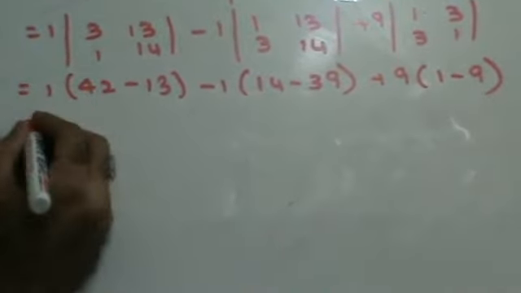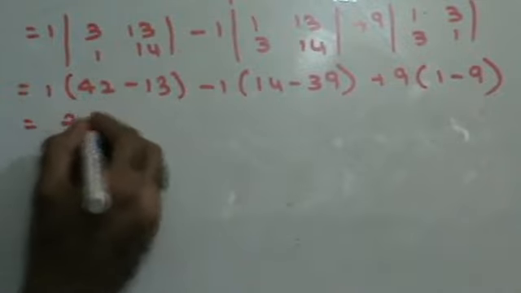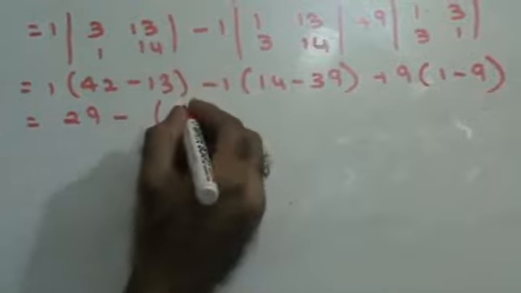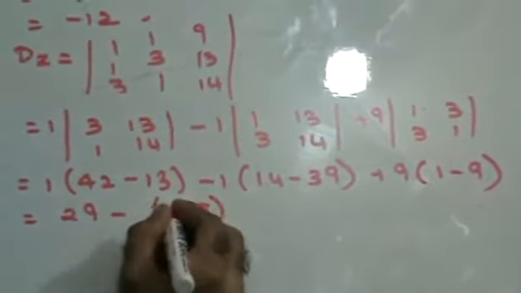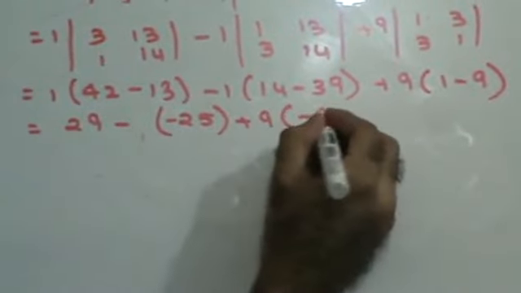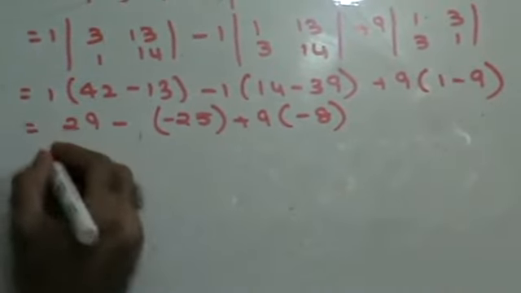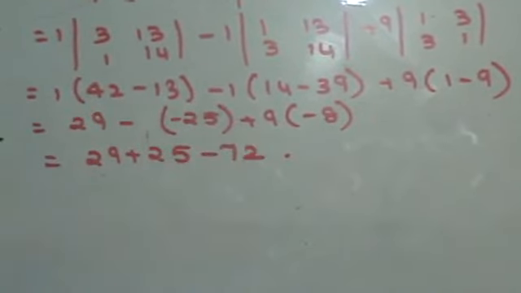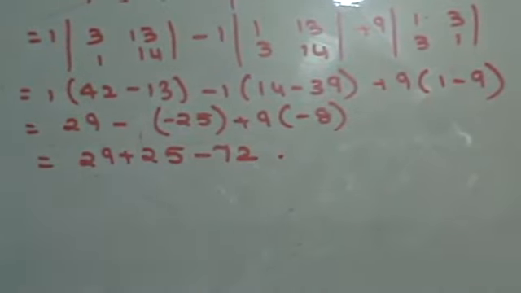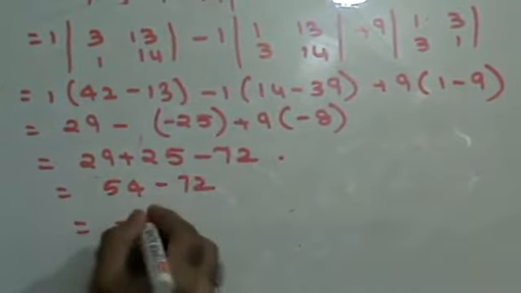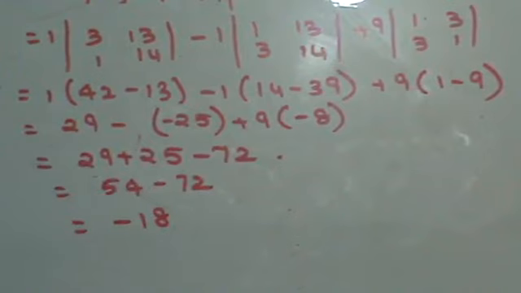So in that case this is 42, 32, 29 minus 1 or minus, this is 25 minus 25, right, plus 9, this is minus 8, right. So this is 29 plus 25 minus 72, 49, 54, 54 minus 72, 64, 74 minus 18, right.